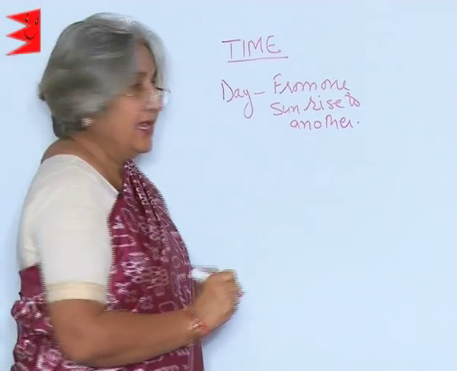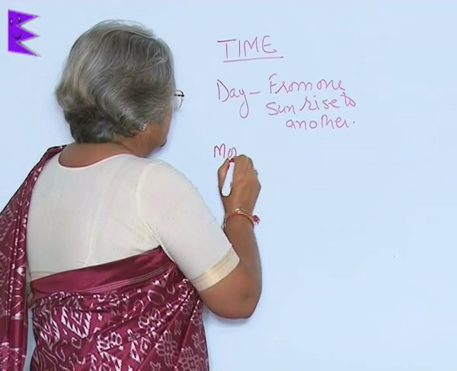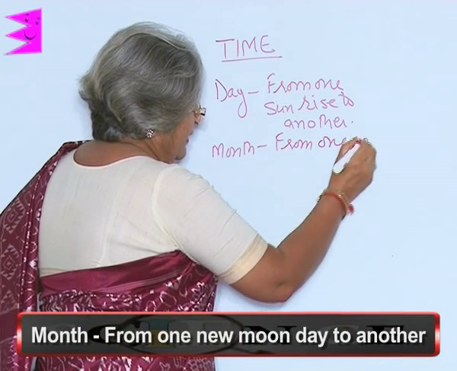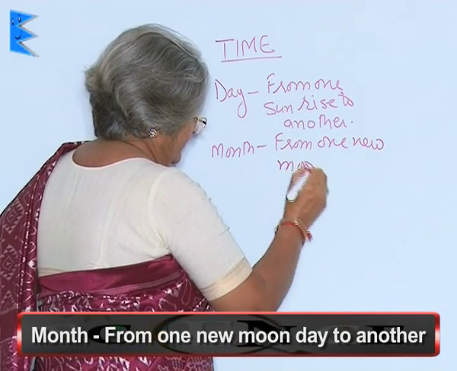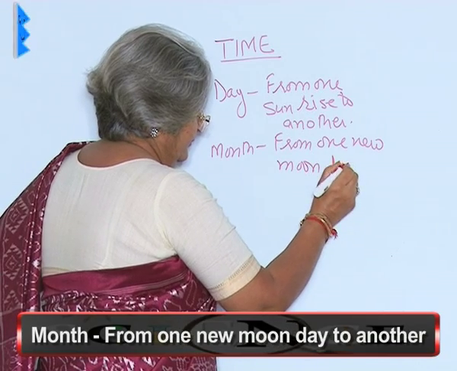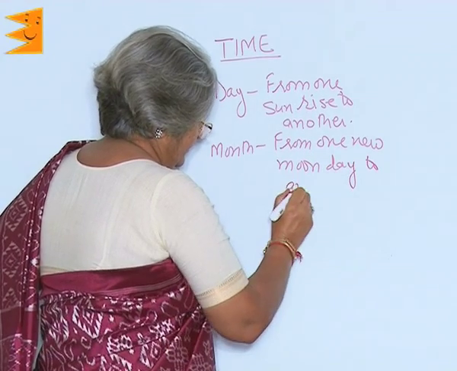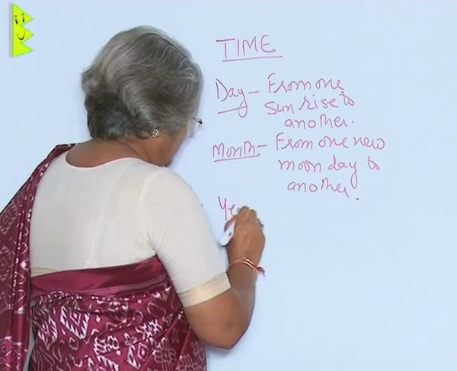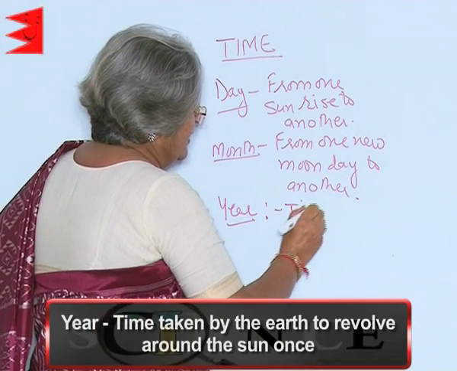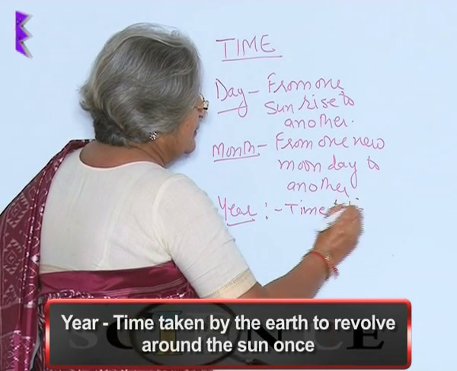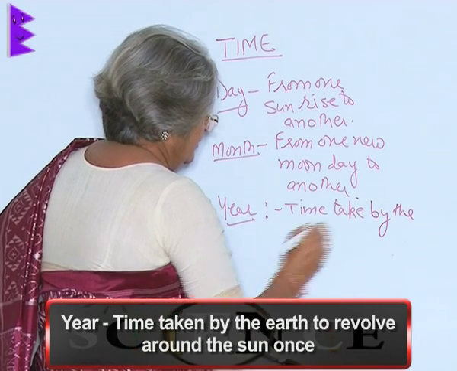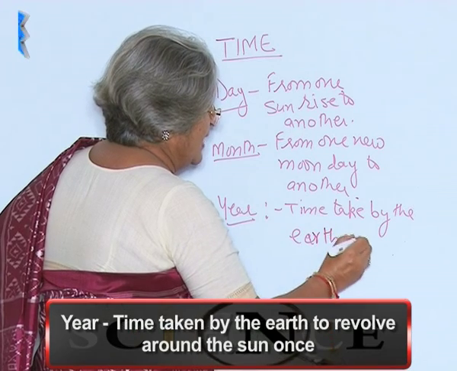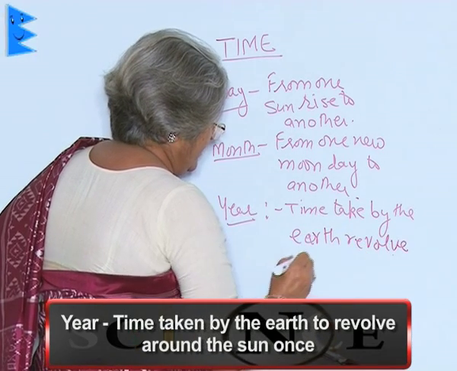Right? And then month is from one new moon day to another. And what about a year? Year is time taken by the earth to revolve around the sun once.